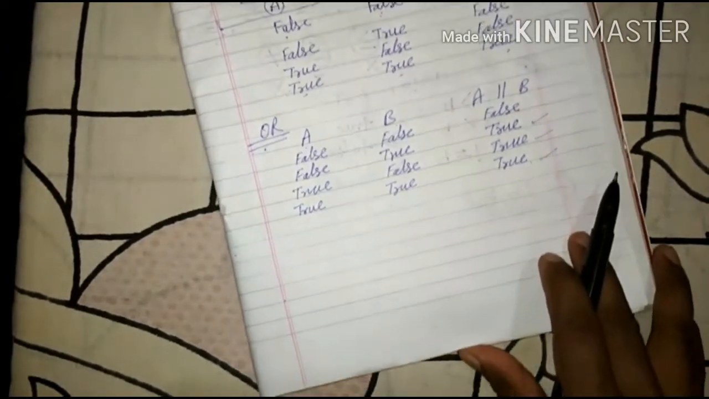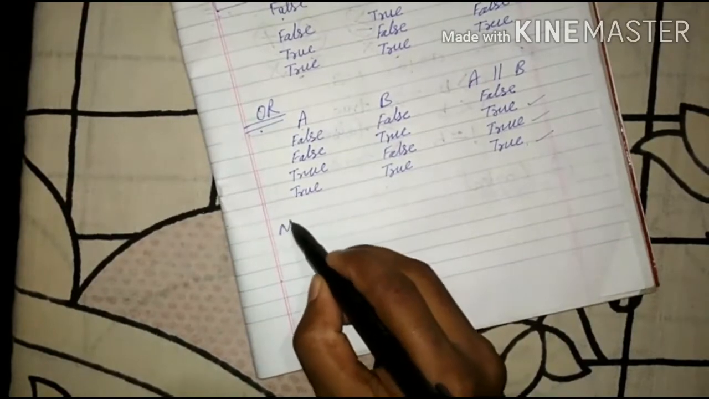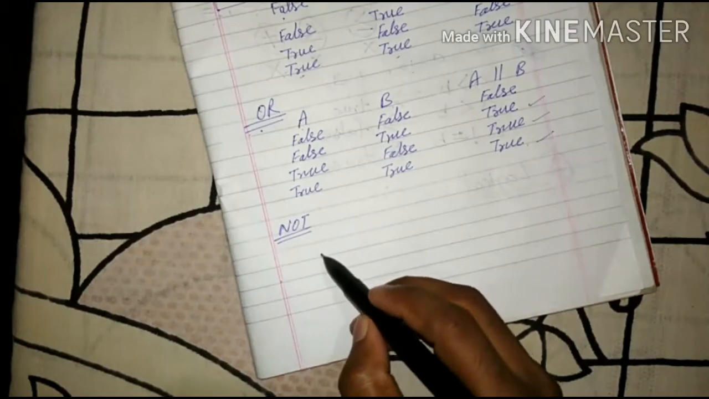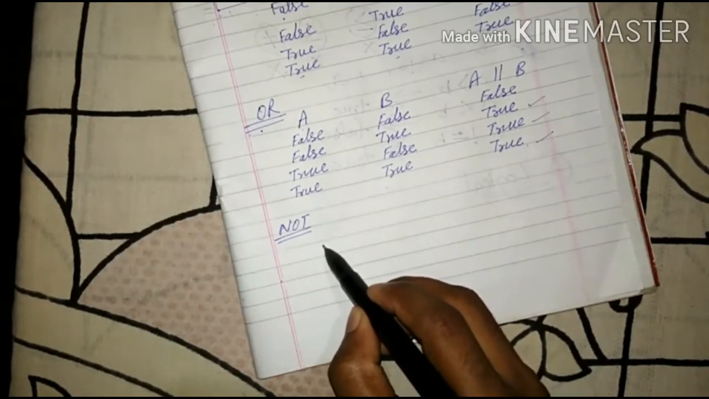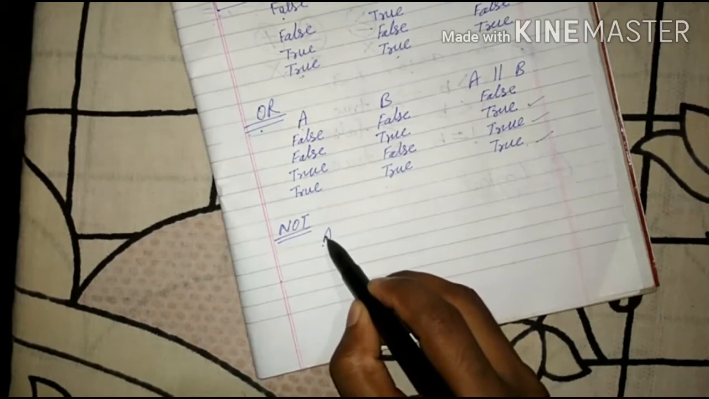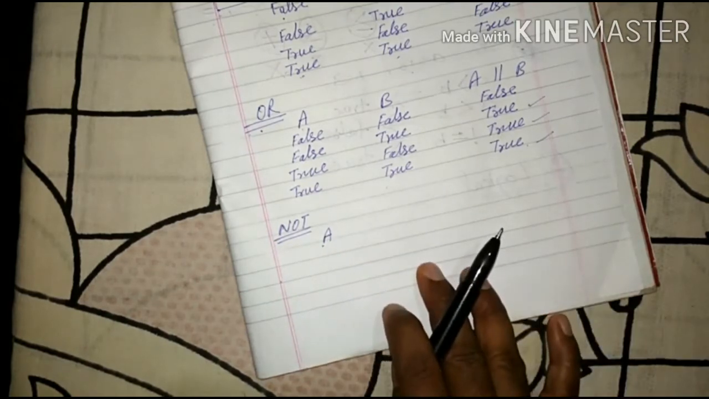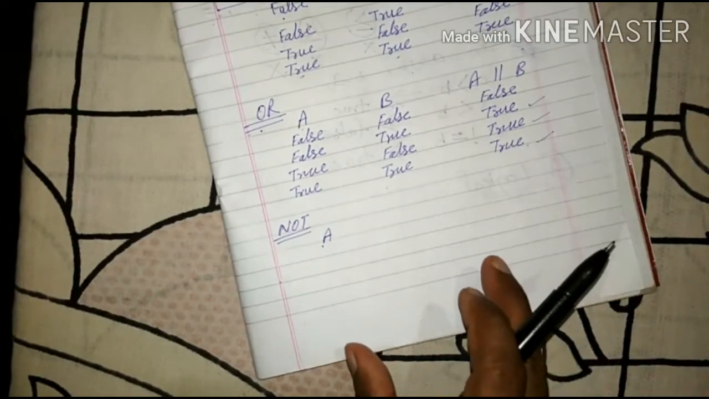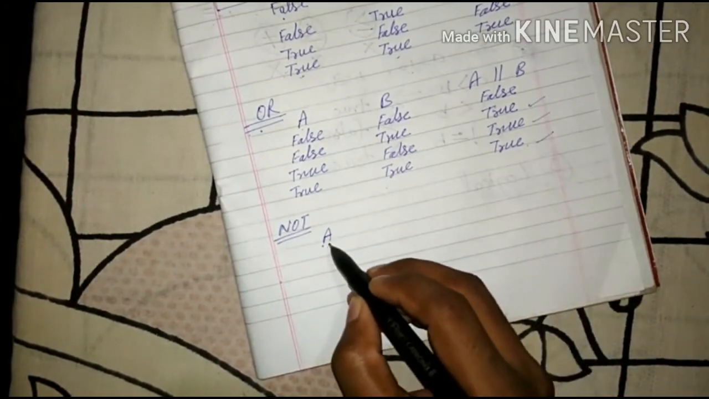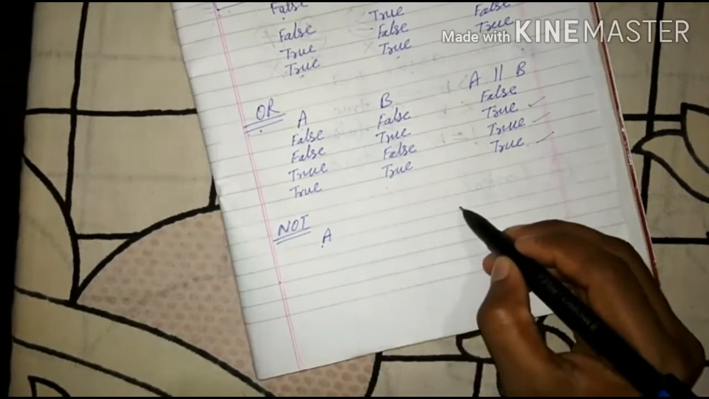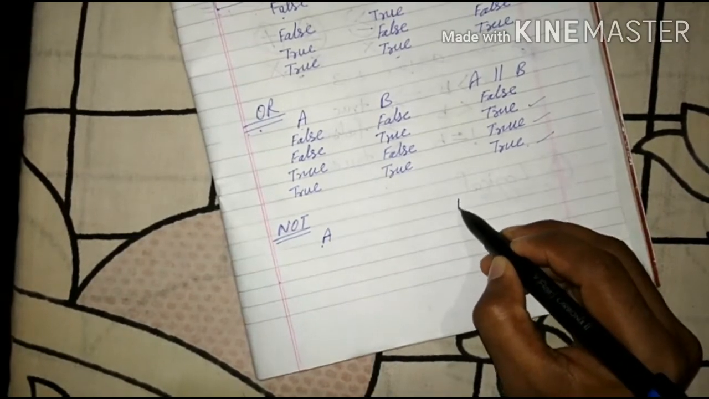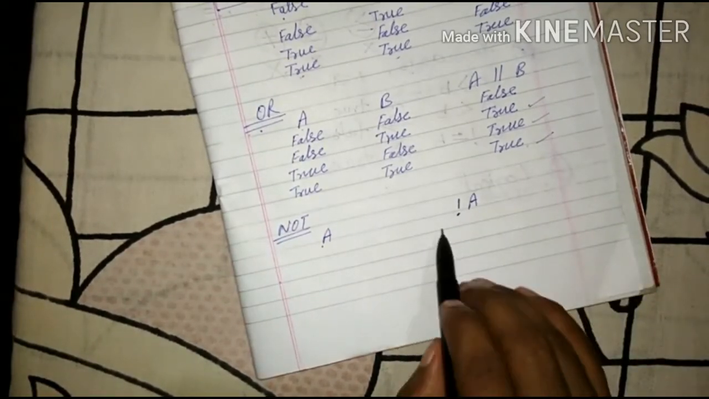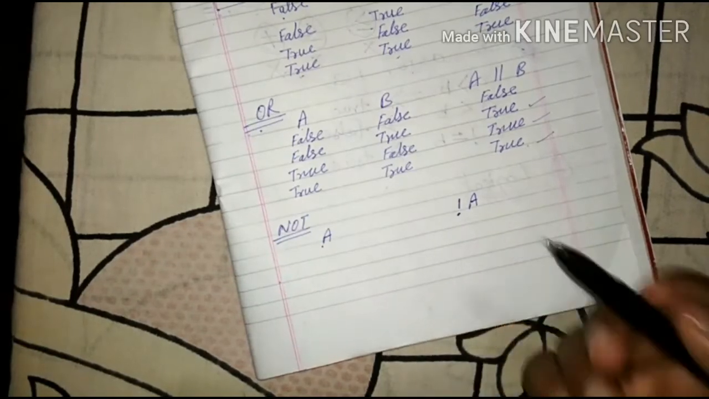Okay, the next one is NOT. This is very simple. The NOT operator works upon a single condition or a group of conditions. Suppose I am taking a condition A, and we can write it like this: not A. This is the way to write the NOT operator.